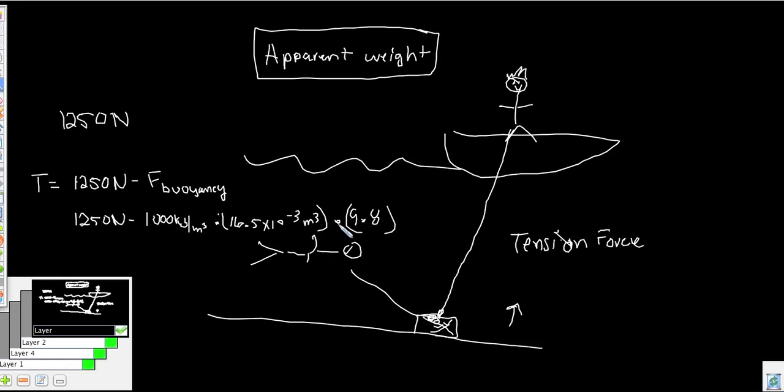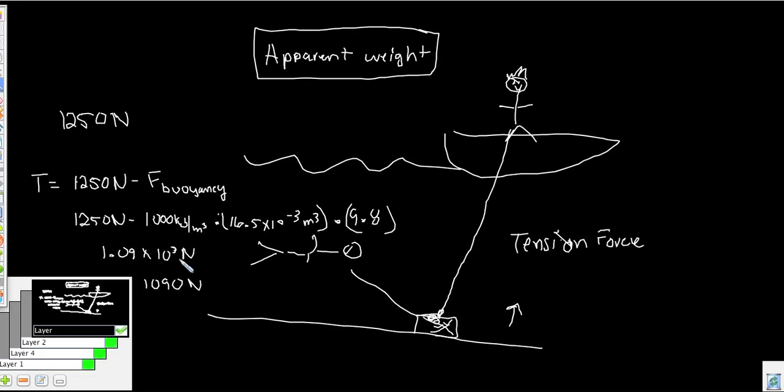So let's go ahead and multiply this out and subtract it. And when I subtract that from 1,250, I find that my apparent weight is 1.09 times 10 to the third newtons, which means 1,090 newtons. So the force of buoyancy has subtracted a pretty decent amount of weight from this thing, right? And so even though it's kind of a little box overall, it weighs a lot less.